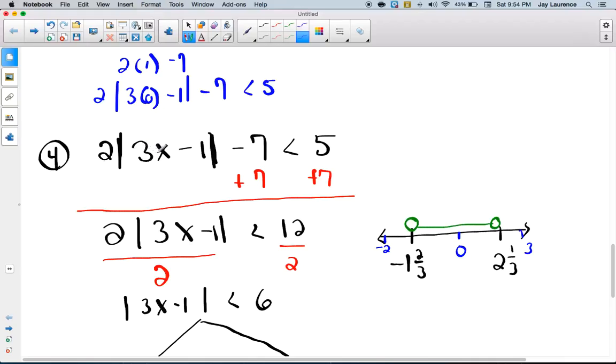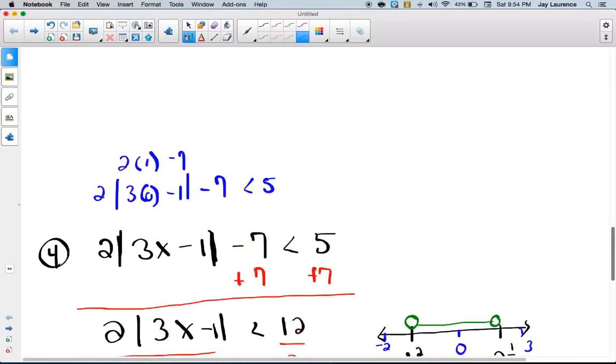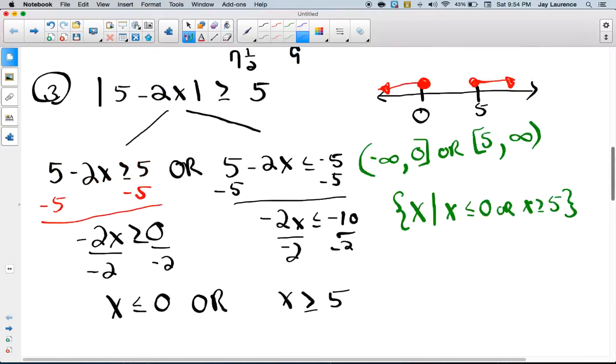And if I come over here and do negative 2, it won't work either. 3 times negative 2 is negative 6, minus 1 is negative 7. Absolute value of negative 7 is 7. 2 times 7 is 14. 14 minus 7 is 7. 7 is less than 5? It's not. You really should check them all, and maybe go back and check this one. It'd be pretty easy to check, okay?